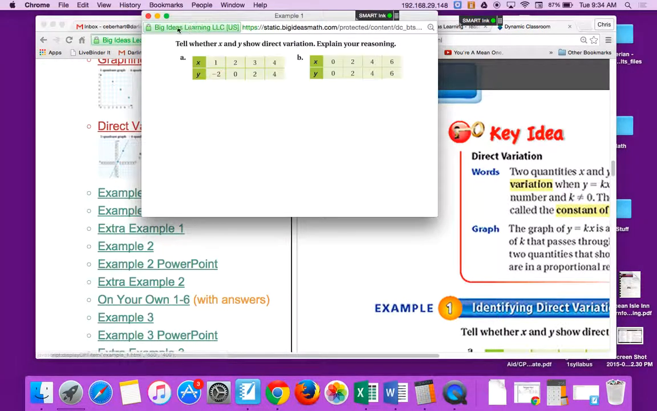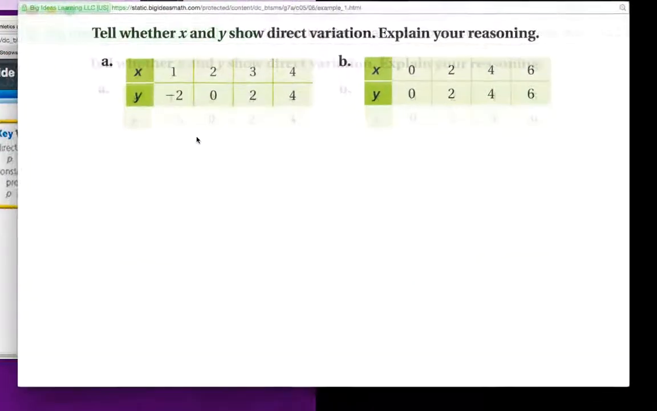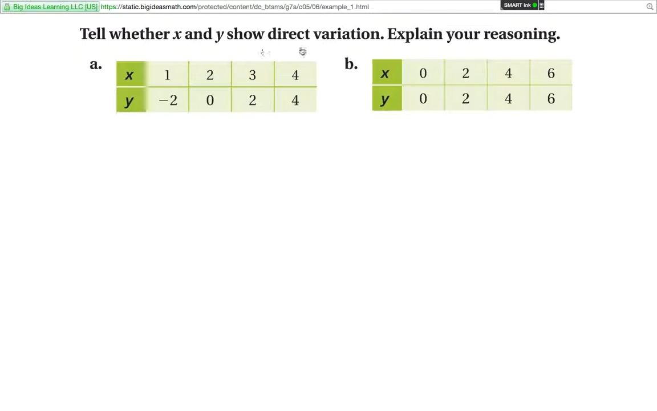Example 1. Let's look at two tables here. Tell whether x and y show direct variation. Look at these tables. Notice that they're increasing up by 1, by 1, by 1. Over here, it's increasing by 2, by 2, by 2. So let's go ahead and just graph the points first.